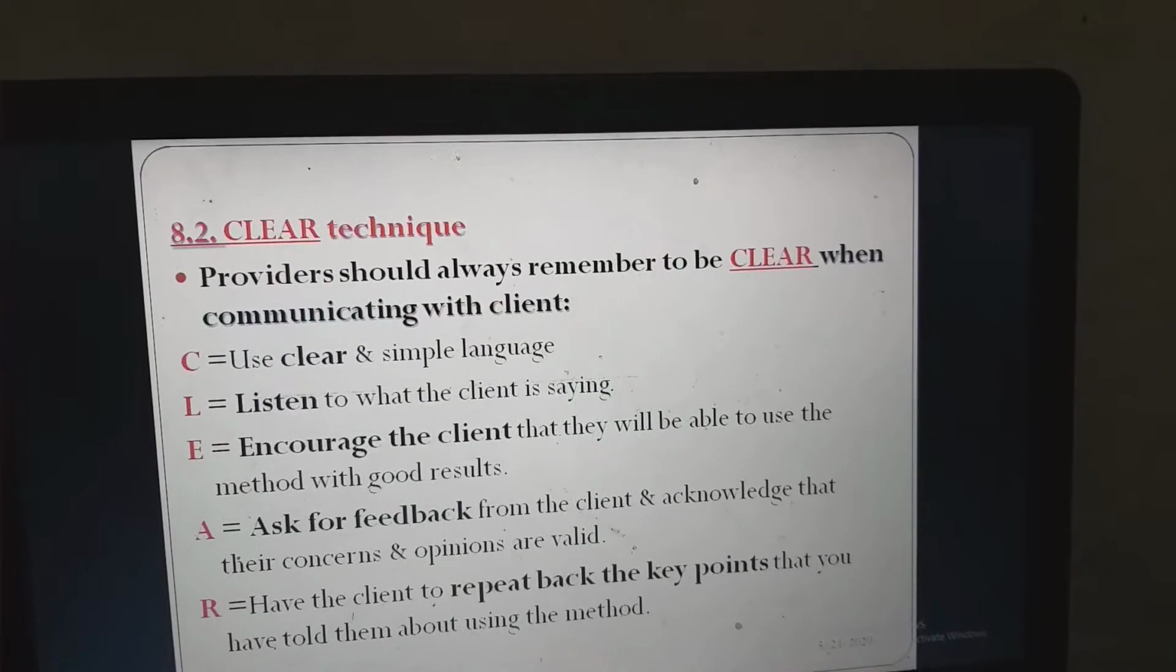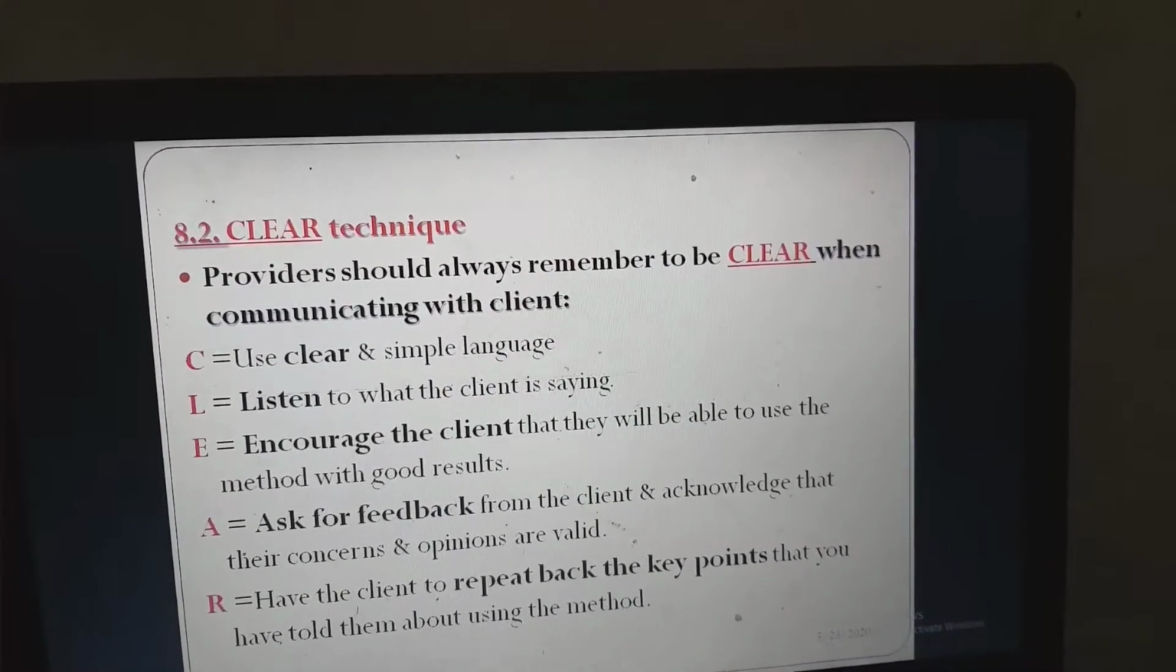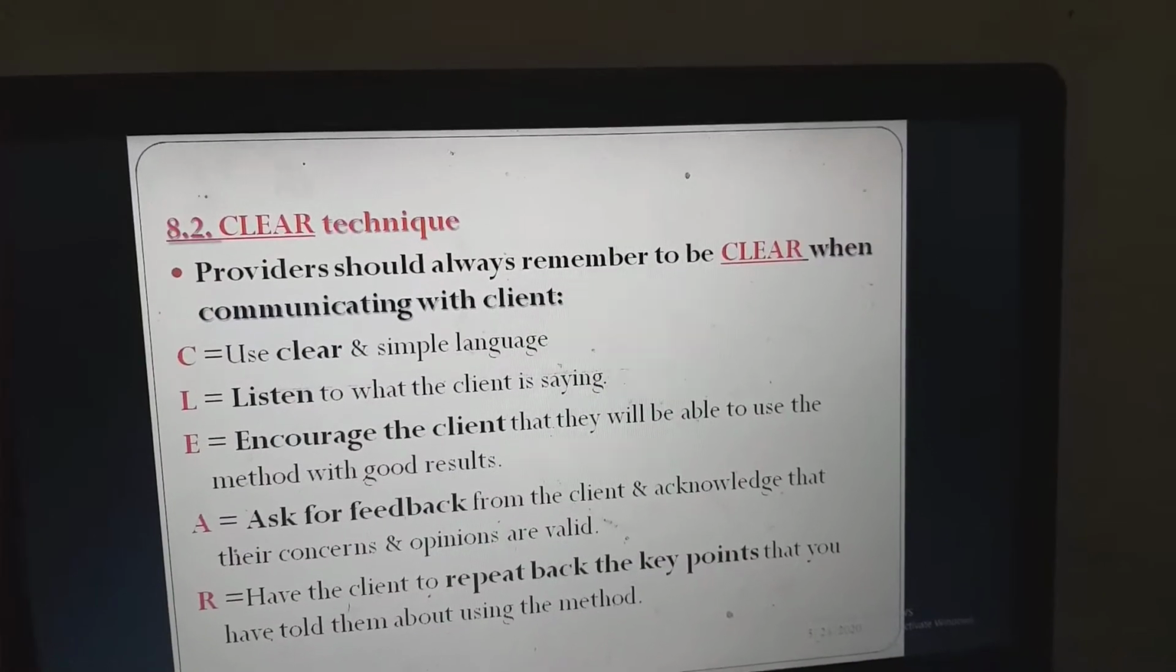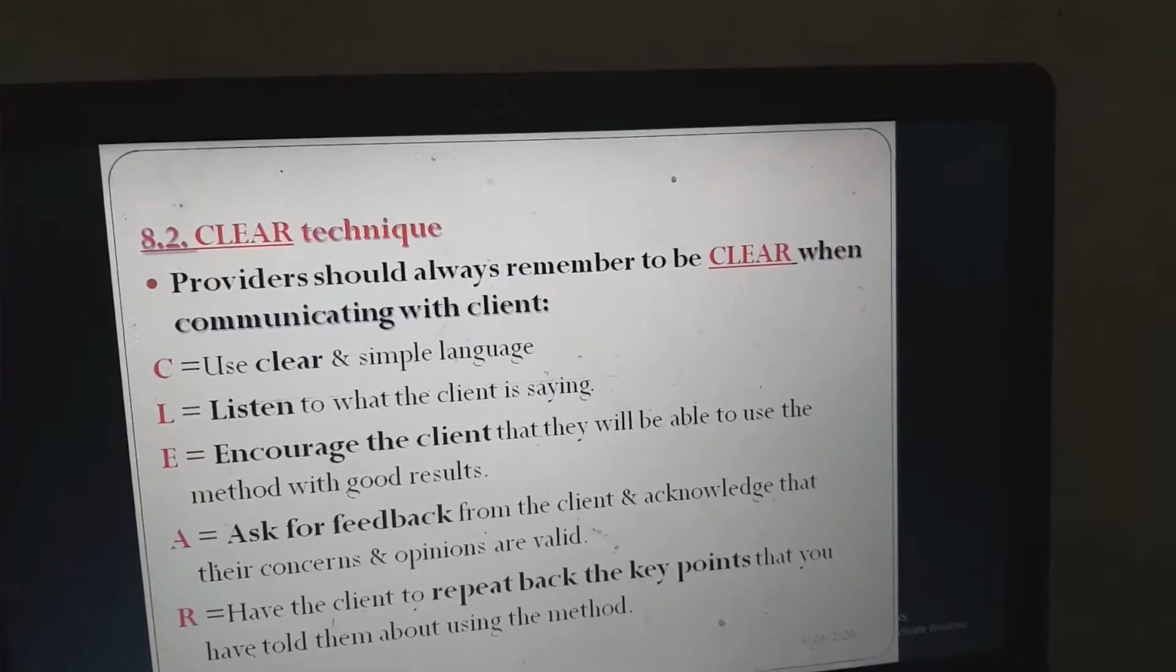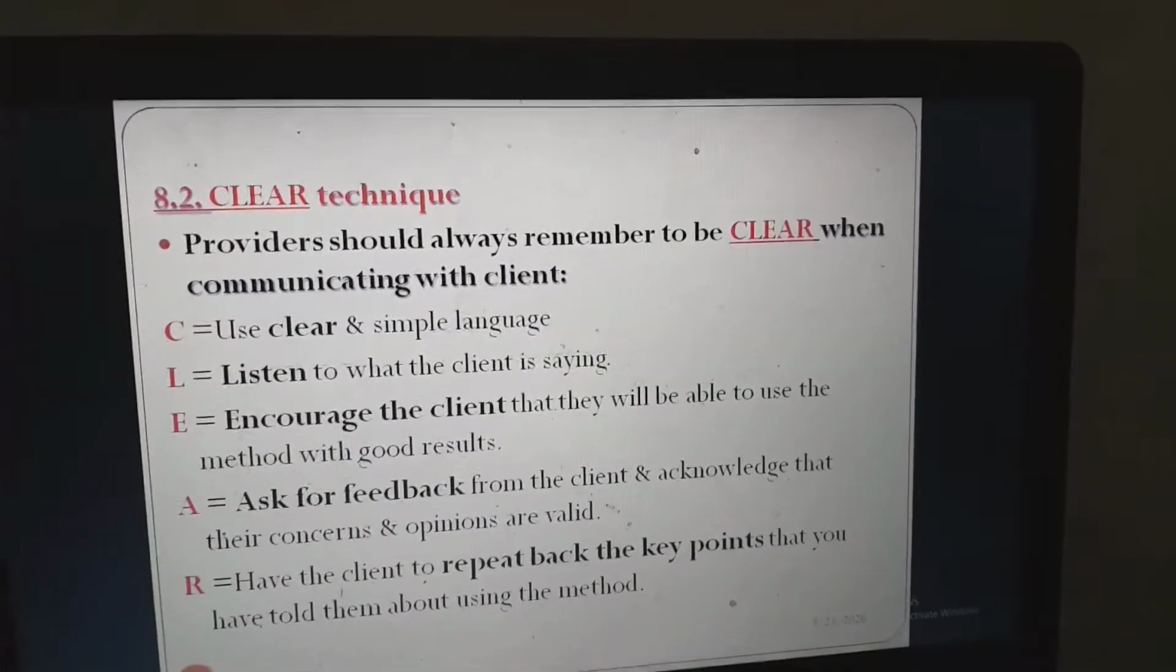Encourage the clients that they will be able to use the method with good results again. Which method is good, how to encourage them. Don't enforce them, but simply you can guide them.